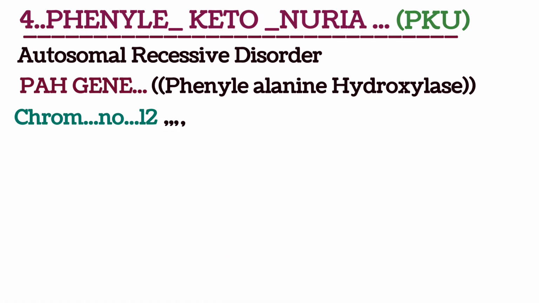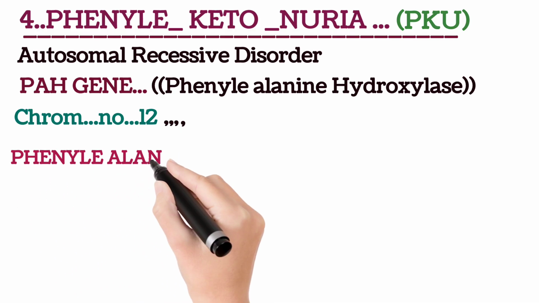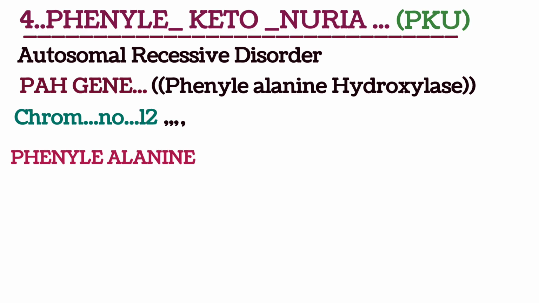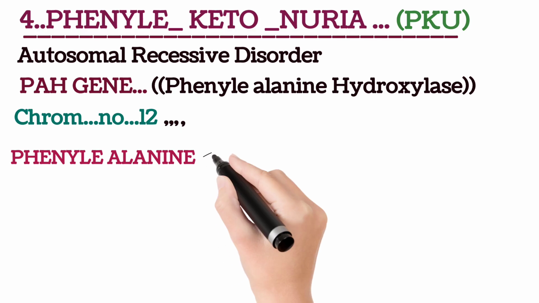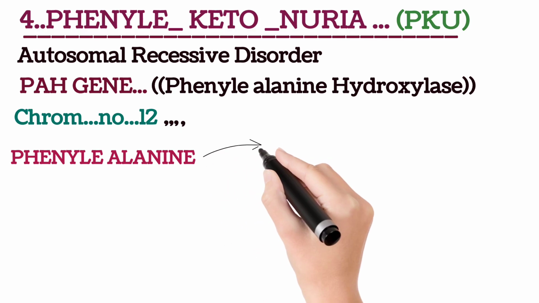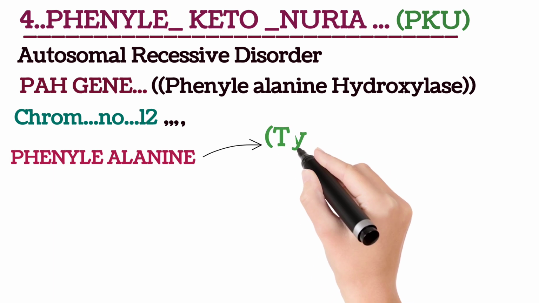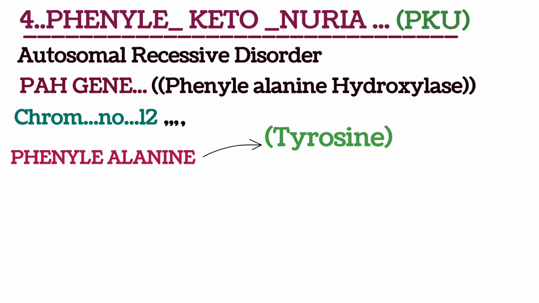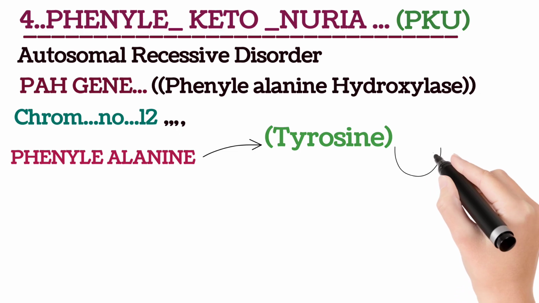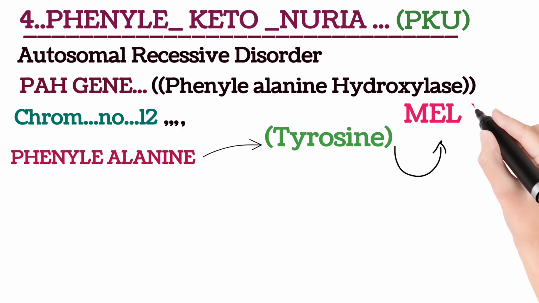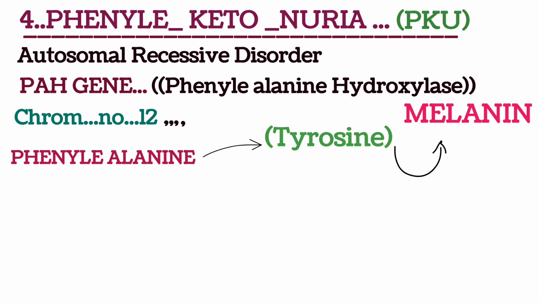Normally, how does the PAH gene work? As we know, we have a very essential amino acid in our body, namely phenylalanine. We take it through diet. Now it gets converted into tyrosine amino acid with the help of the enzyme phenylalanine hydroxylase formed by the PAH gene. Later on, tyrosine with the help of different reactions forms a very important pigment in our body called melanin. Now melanin is the pigment which gives color to our skin and hair. This is the normal function of the gene.